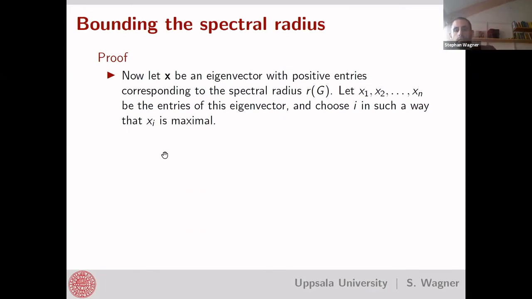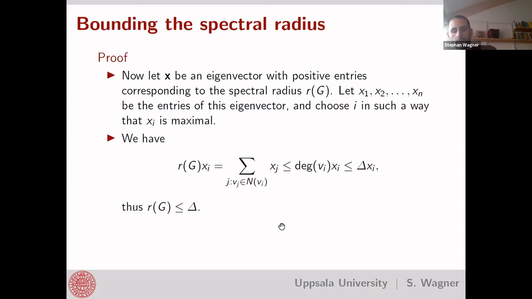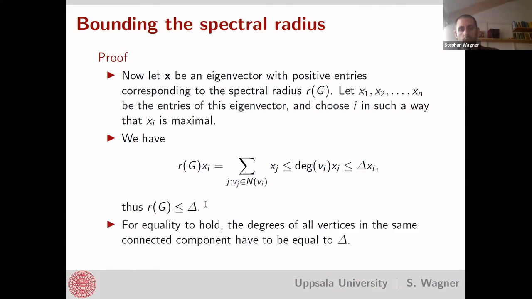For the other direction, with the maximum degree, you take the entries of an eigenvector, choose the maximal entry, and then use an argument that we have used in a similar way earlier with Laplacian eigenvalues, where we proved that they're always non-negative. We find this chain of inequalities, and the degrees are bounded by delta. So after cancelling x_i, you get that the spectral radius is at most the maximum degree. For equality to hold, the degrees of all the vertices have to be equal to delta, at least in some connected component.